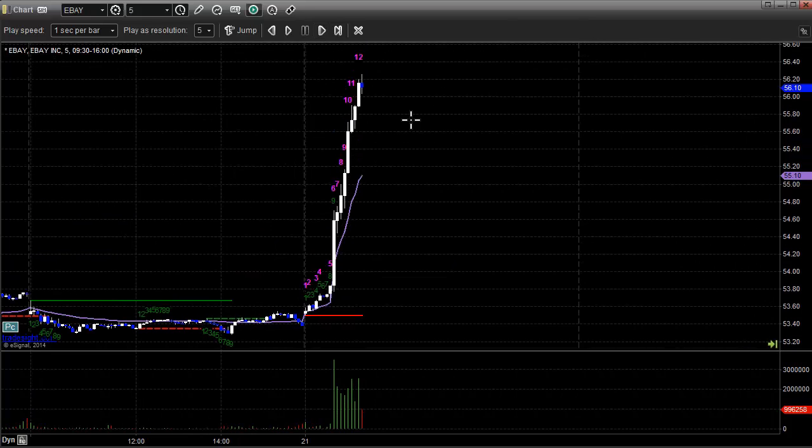Now, that means that the next time we get a new closing high on eBay, we're going to have an exhaustion signal. And one of the great things about this tool is once you have this much energy built in, it's usually going to wait and give you that signal. So I'm going to show you what happens here.